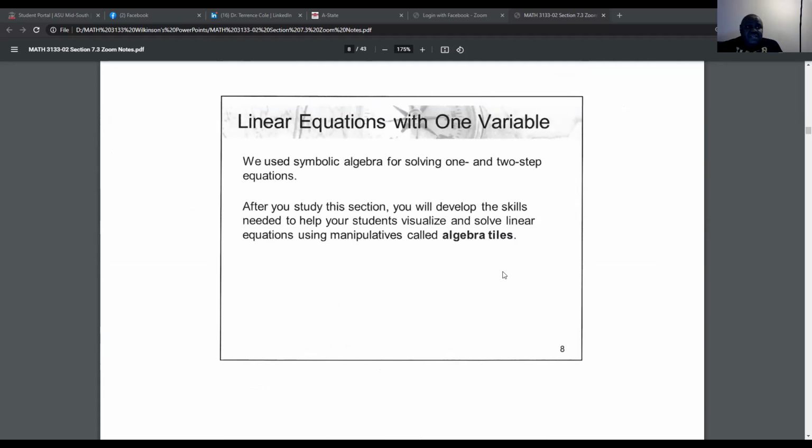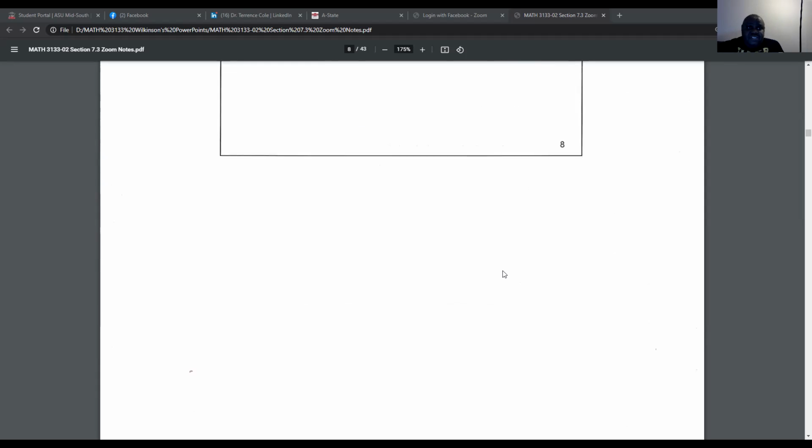Now, we use symbolic algebra to solve one and two-step equations, okay? In this section, you're going to get the skills needed to help your students visualize and solve linear equations using manipulatives called algebra tiles. So that's what this whole section 7.3 is going to be all about, using algebra tiles to visually solve linear equations.